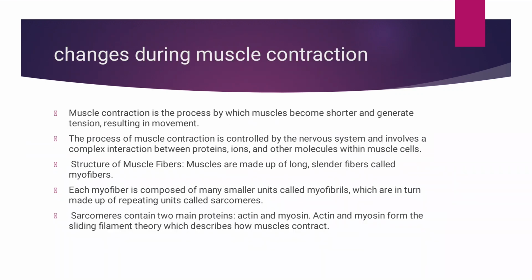Next, changes that occur during muscle contraction. The structure of muscle fiber: the muscles are made up of long, slender fibers called myofibers. Each myofiber is composed of many smaller units called myofibrils, which in turn are made up of repeating units called sarcomeres. This sarcomere contains proteins, actin and myosin. Actin and myosin form the sliding filament theory, which describes how the muscles contract.